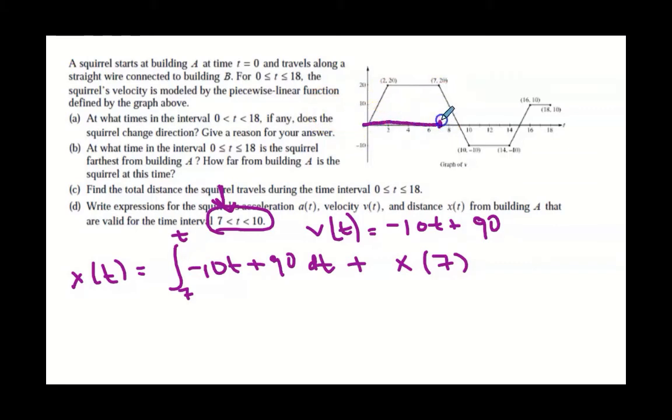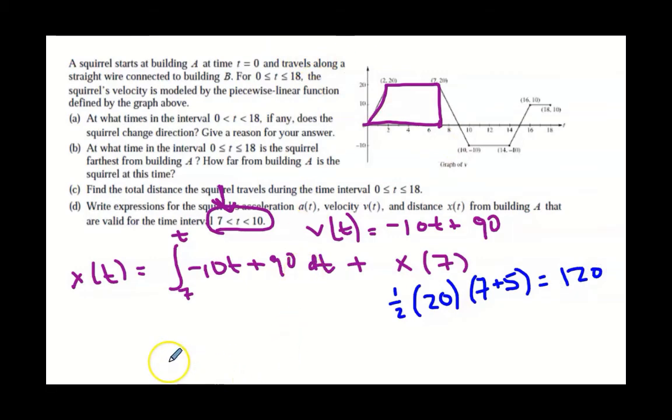So to find x of 7, you're basically finding the area under this function from 0 to 7. So that is going to be the area of a trapezoid. The trapezoid is going to be 1/2 times the height of the trapezoid, which is 20, times the lower base of the trapezoid, which is 7 seconds, plus the upper base of the trapezoid, which is 5. And when I do 1/2 times 20, I get 10, and 10 times 12 is 120. So that is the position of the squirrel right when time equals 7.